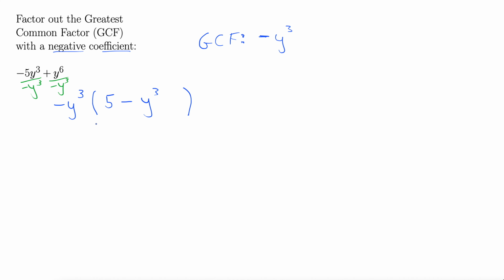Now, an important point that'll make this easier. When you factor out a negative, you change the sign of all the terms in the original expression. So when you factor out a negative, change the sign of all terms in the original expression.